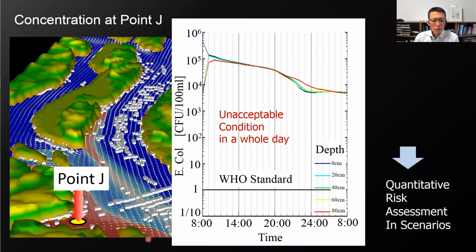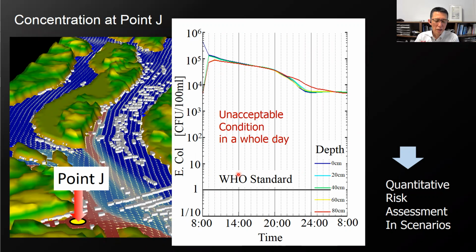As you saw in this movie, we have a different distribution of the water quality over time. This point J is on the shore, and it is the connecting point of the village to the land access point. Since the water is stagnant, the water quality doesn't get better even in the afternoon. You can see it's decreasing over time from the morning, but still much higher than 1 CFU per 100 milliliters. So this is not an acceptable range.